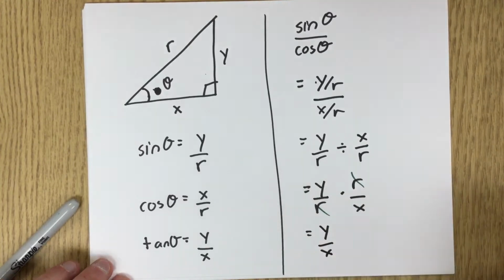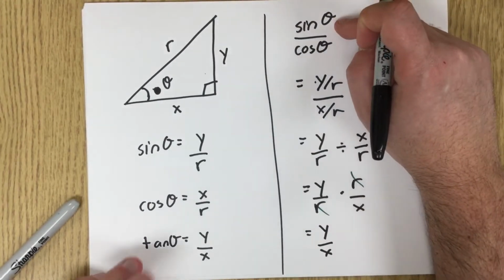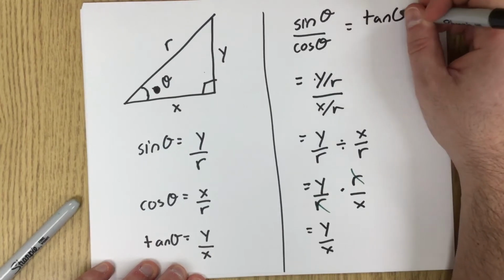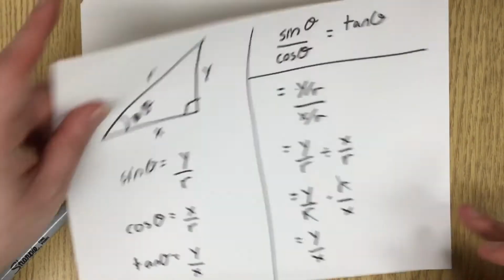Now why would we care about that? We would care about that because y over x is actually the same thing as tan theta. So what that tells us is that sine theta over cos theta is equal to tan theta. And that's the first of our formulas. We'll come back to them after.